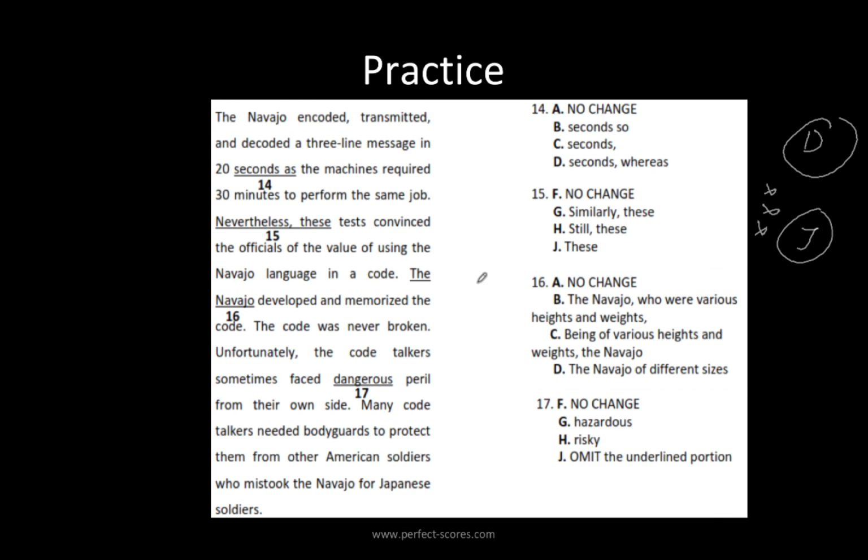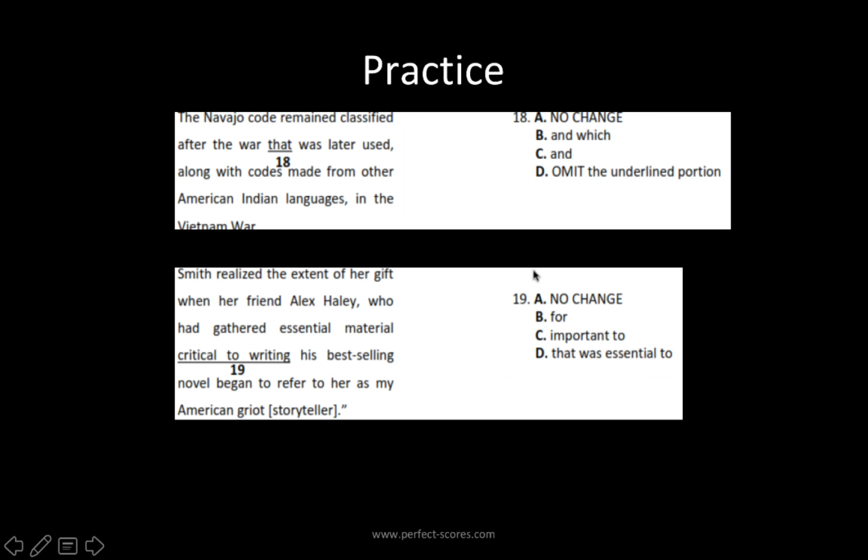Then number 16. The Navajo developed and memorized the code. C seems correct. You don't need the extra information in B or C or D, so A is the answer. And the 17th. The code talkers sometimes faced dangerous peril. Now, peril already means dangerous, so you don't need to use these extra modifiers. So it's going to be J. So I hope this was quite clear enough to you. Let's move ahead to the next few questions.